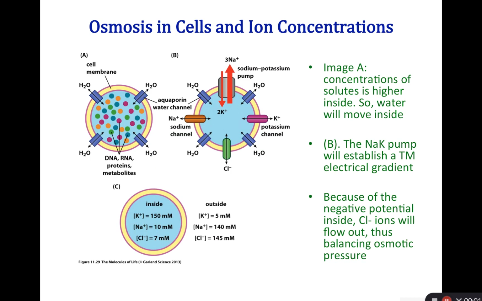Another implication is the balance between osmosis and electrochemical, or more accurately, electrical gradients in the cells. If you look at image A right here, this is a cell containing different types of solutes: DNA, RNA, protein, and metabolites. It also is surrounded by a yellow colored membrane and has aquaporin water channels sitting in the membrane. Since the concentration of solutes is much higher on the inside and the concentration of water is much higher on the outside, water will automatically flow from regions of high to low concentration and the cell will start to swell and will eventually burst.